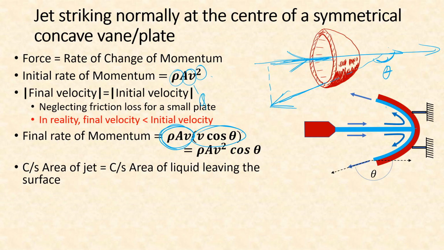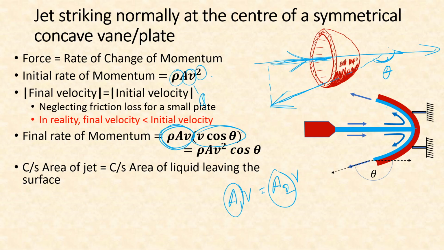And the cross-sectional area of the jet is equal to the cross-sectional area of the liquid leaving the surface, and that's understandable because we have considered that the velocity is also going to be the same. Therefore, from the continuity equation, a1 v1 is equal to a2 v2. Since we have considered that v1 and v2 are the same, that means there is only going to be one v, therefore a1 and a2 must be the same.